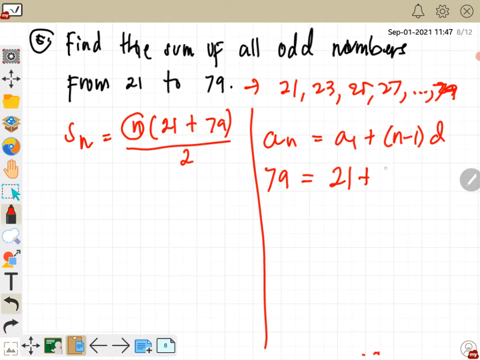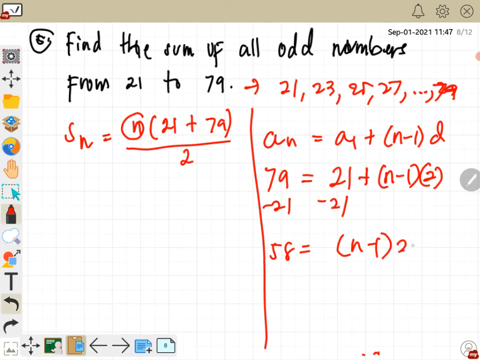Then n sub 1 is we do not know. Now, our value of these, remember, these are odd numbers, 21, 23, 25, 27. Obviously, our value of d is 2. So, we now subtract 21 from both sides. This becomes minus 21. Minus 21, that gives us 58. And that is n minus 1 times 2.